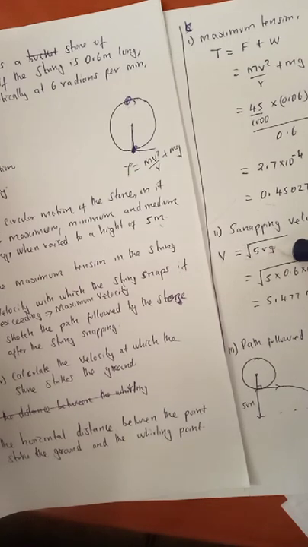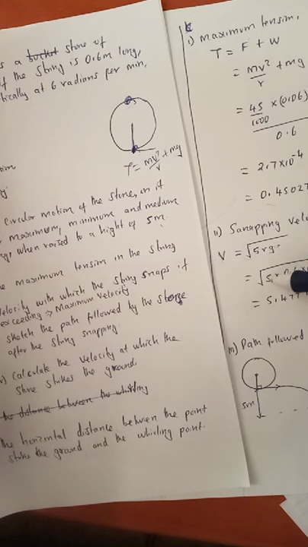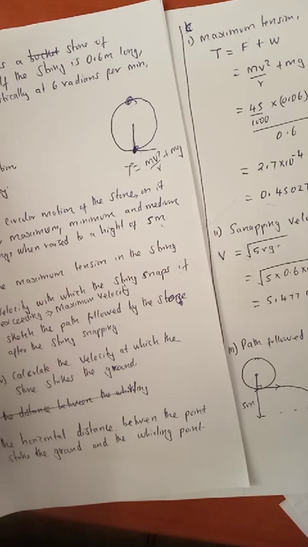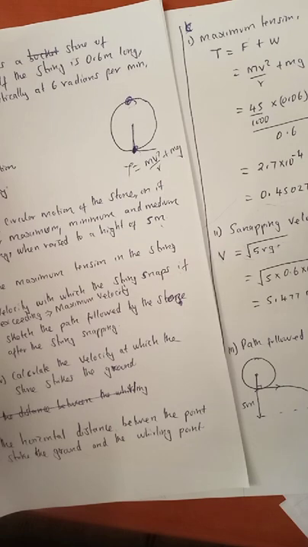If you don't know how this 5rg comes about, just go back to the videos and you will find one of the videos showing how this formula comes about. So it becomes 5 times the radius, 0.6, times gravity, 10, to give you this as the maximum velocity, beyond which, when exceeded, the string will break.